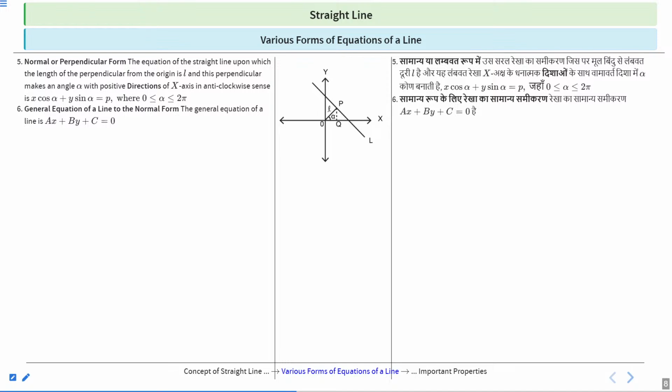Next, general equation of a line to the normal form. Now, the general equation of a line is basically ax plus by plus c is equal to 0. Clear? Got it?